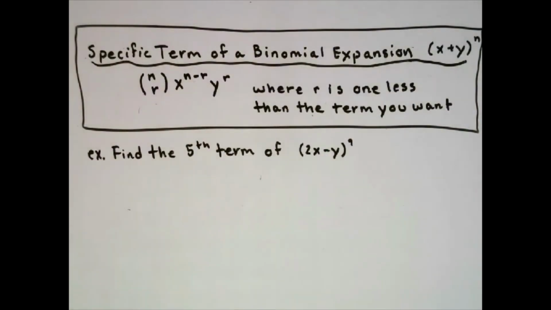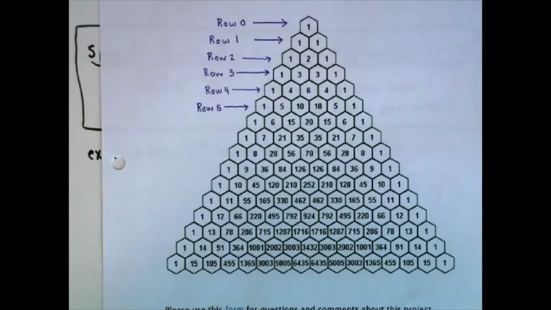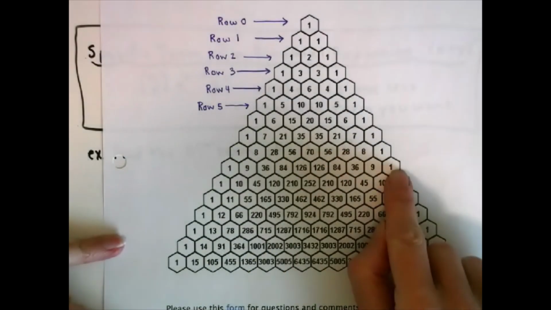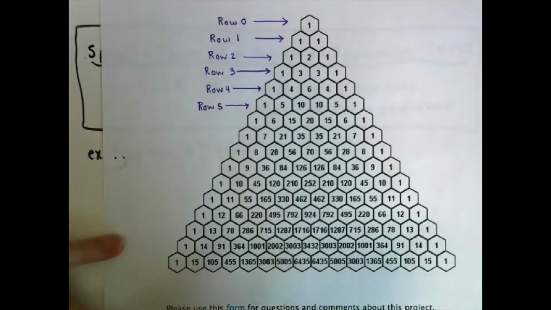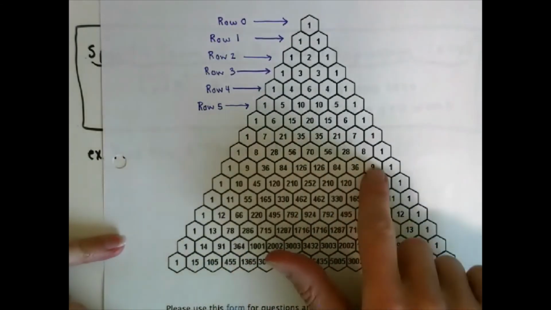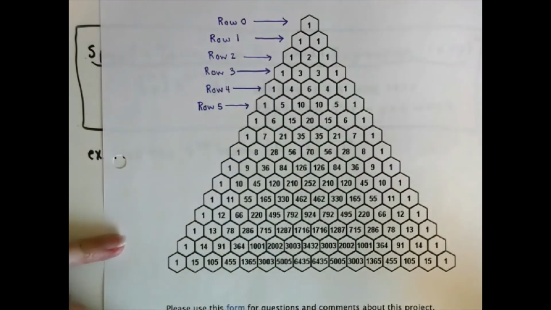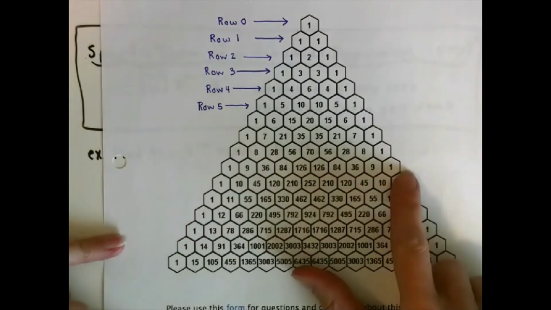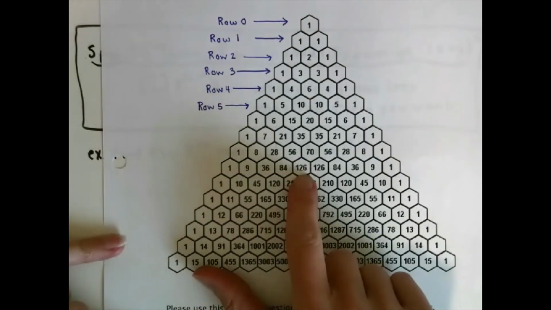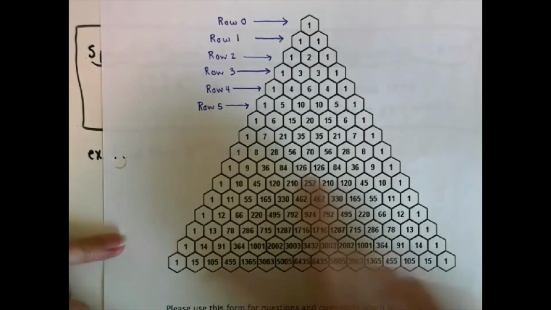Okay, so my first example, I want to find the 5th term of 2x minus y to the 9th. Okay, so I'm going to bring up my Pascal's triangle. So if I wanted the 9th row, we're looking at this entire row here. In that expansion, there would be 1, 2, 3, 4, 5, 6, 7, 8, 9, 10 different terms. I want the 5th. Visualizing it on the Pascal's triangle here, this would be 1, 2, 3, 4. I'm looking for this term right here.